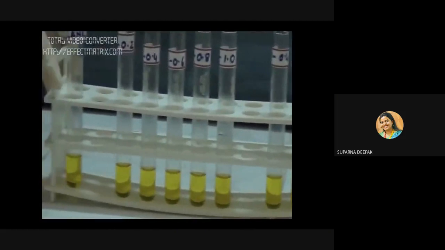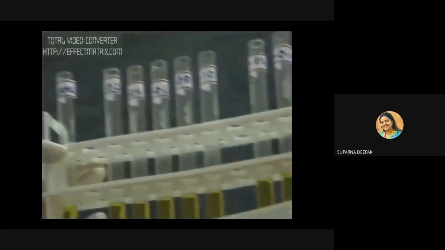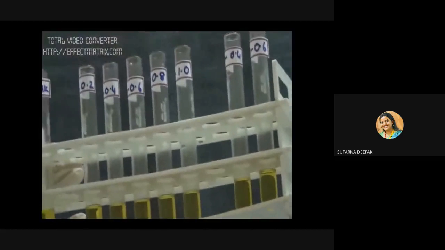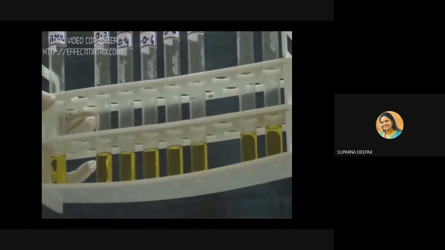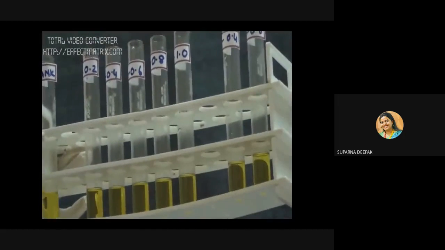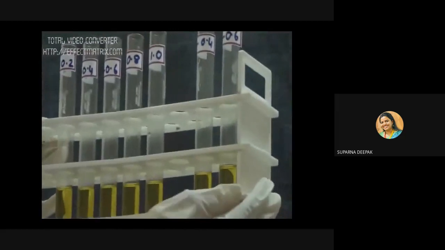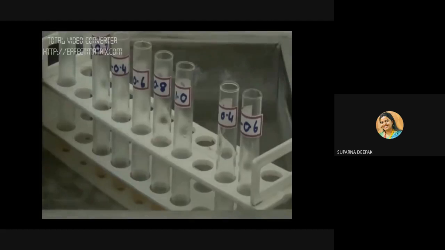Now we have to incubate it in boiling water bath. As I said, in the Orcinol reagent we have added acid already, so the acidic condition is there. The conversion of ribose sugar to furfural has started. And now when we keep it in the boiling water bath, it will start reacting with our reagent Orcinol and it will start to get the greenish color. Now we have to keep all the tubes in boiling water bath for 15 minutes.